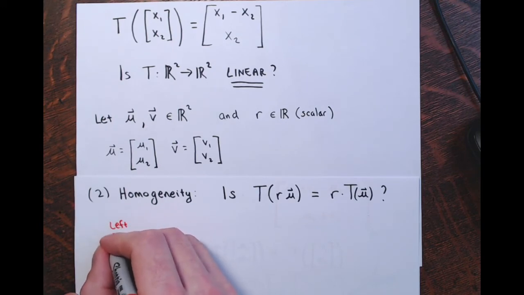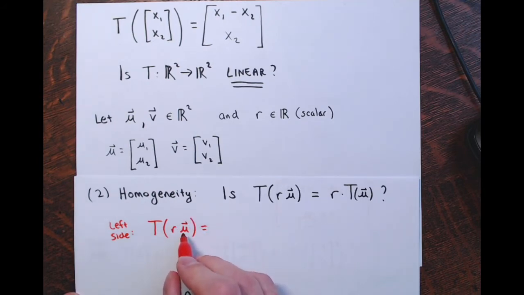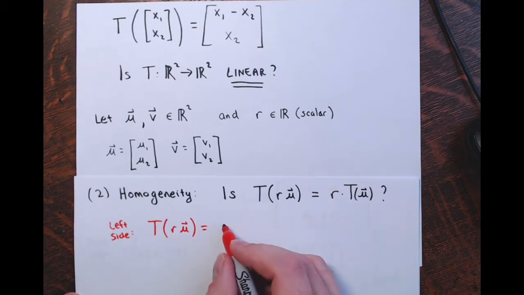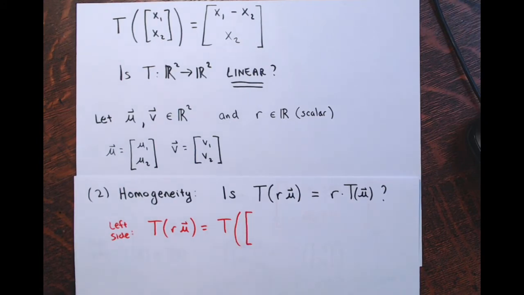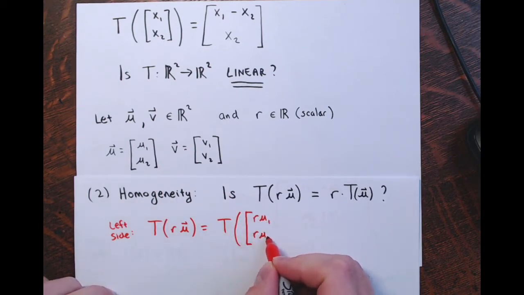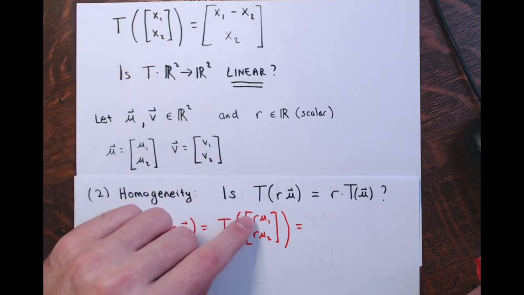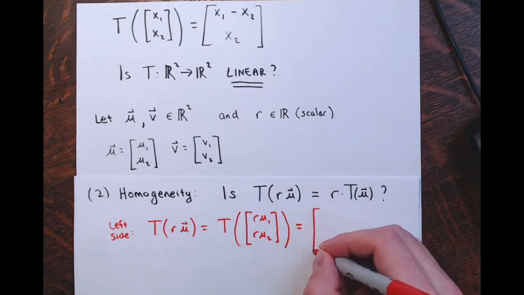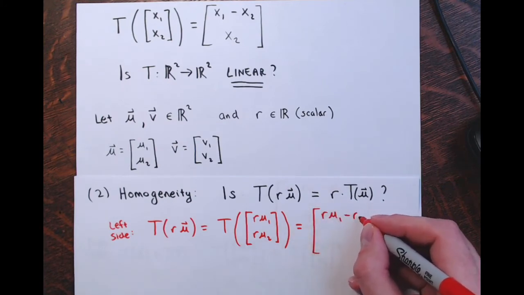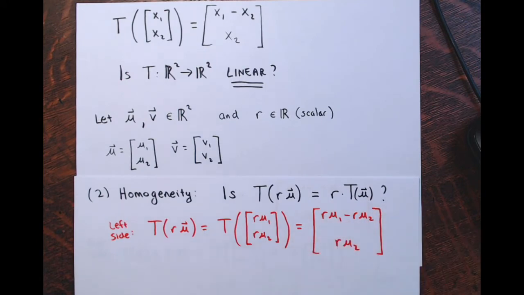So I'll start with that left side. So it's T of r times u. So this is multiply the vector by the scalar first, and then apply the rule. So this would be T of r times u, and again they haven't defined scalar multiplication in some weird way, right? So we're going to assume it's the typical scalar multiplication for Euclidean vectors. If I take r times vector u here, my components will be ru1 and ru2. And then if I apply this rule to this vector, x1 is now ru1, x2 is now ru2. So we have x1 minus x2, or ru1 minus ru2, and then x2, which is now just ru2. Okay, well, that's pretty simple.